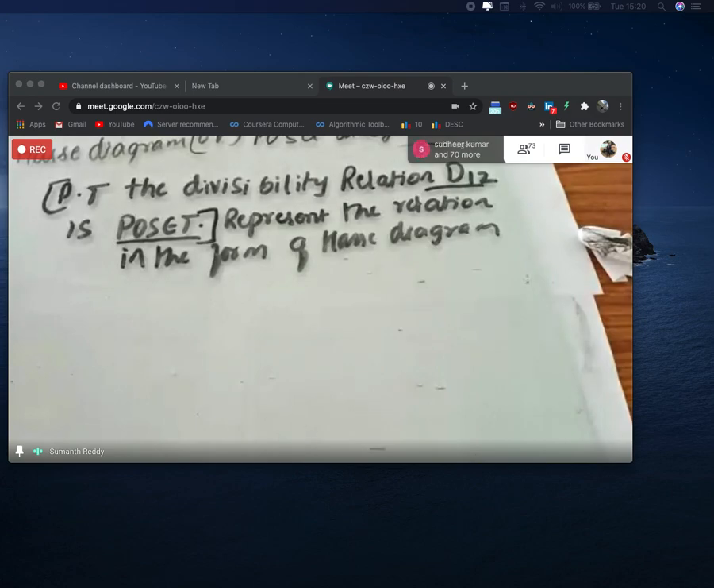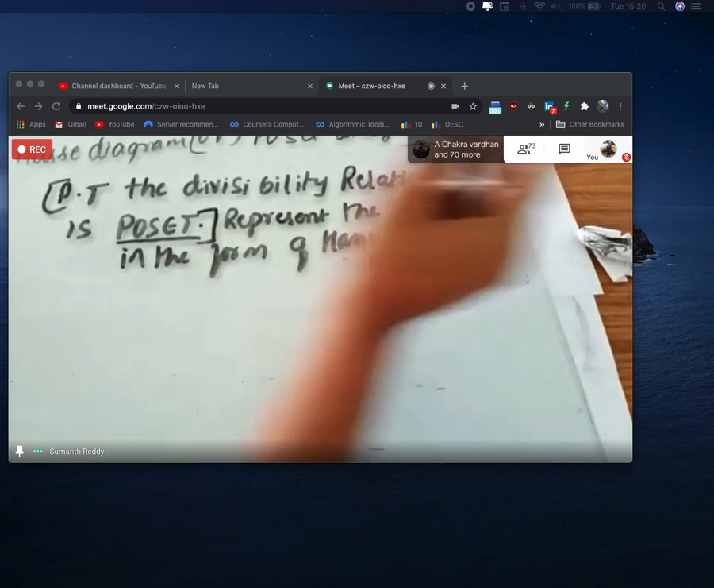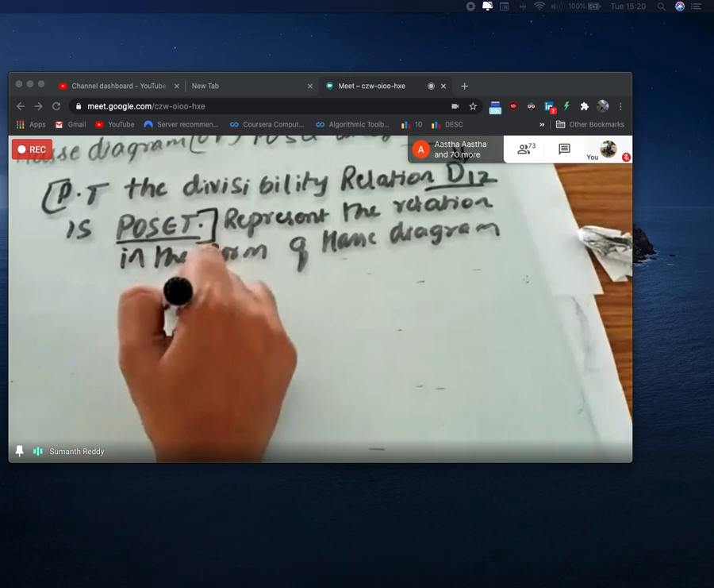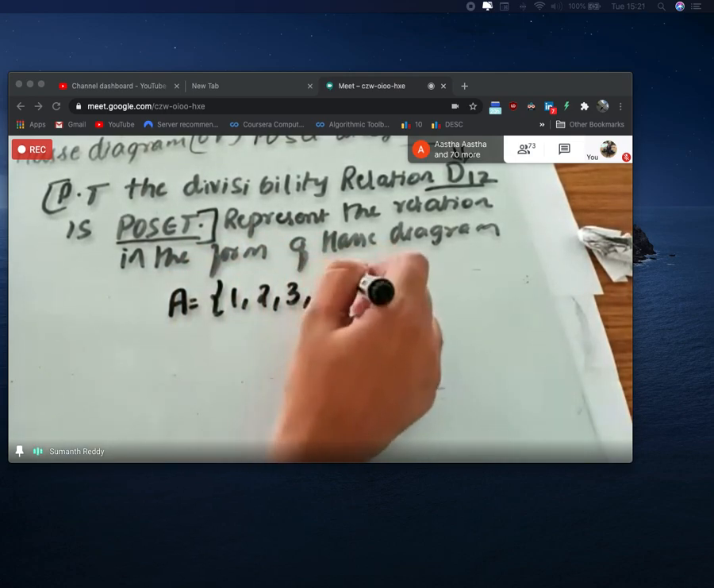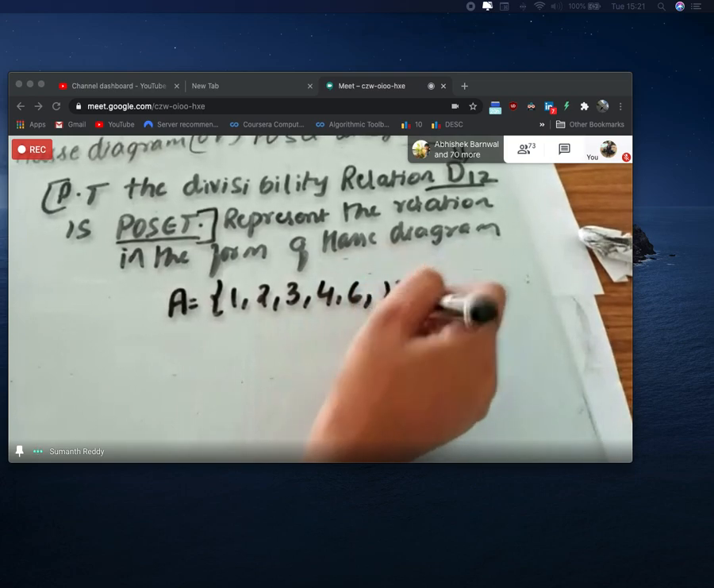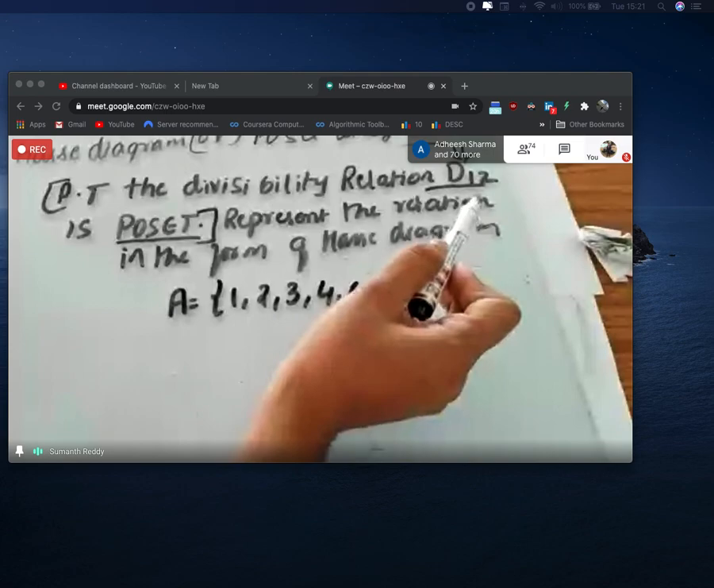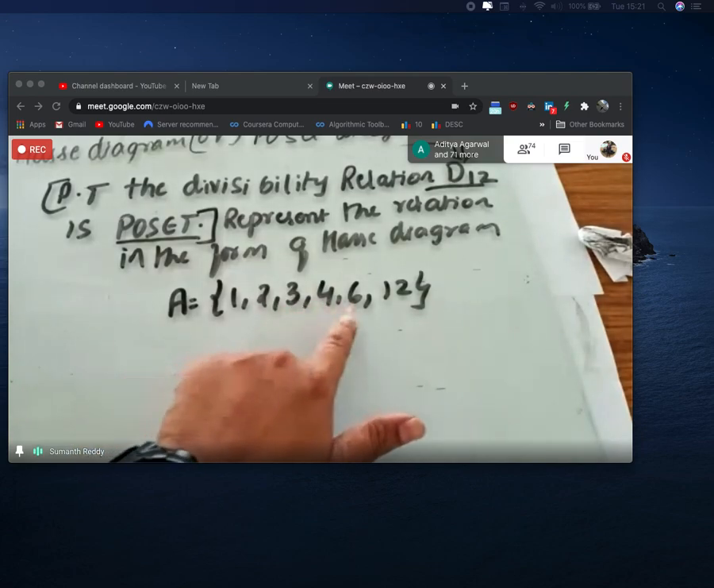You should not think he has not given the set of elements. D12 means all the positive divisors of 12. So here the set of elements will be 1, 2, 3, 4, 6 and 12. Why have I taken only these elements? These are the positive divisors of the number 12. So don't think that he has not given the set of elements. Here the elements are 1, 2, 3, 4, 6, 12.